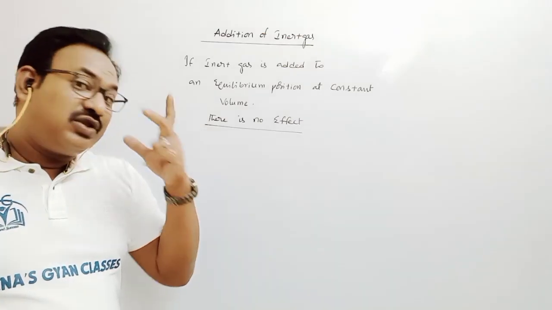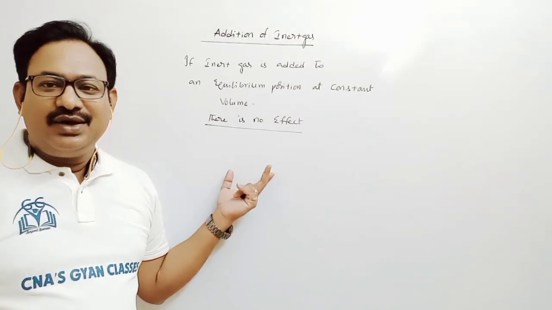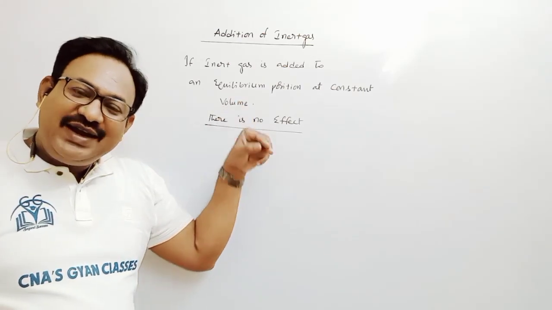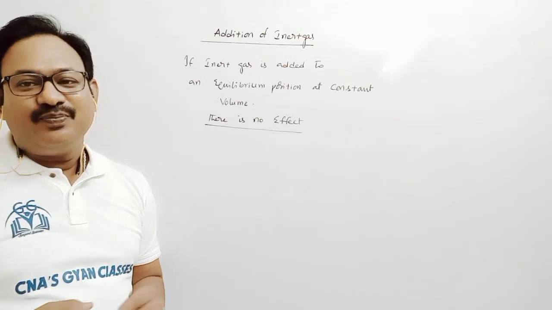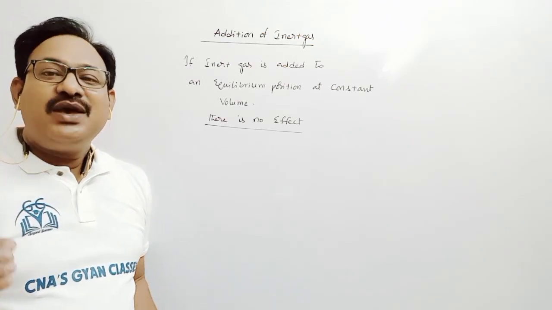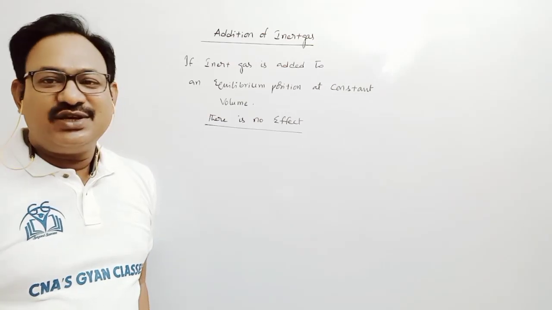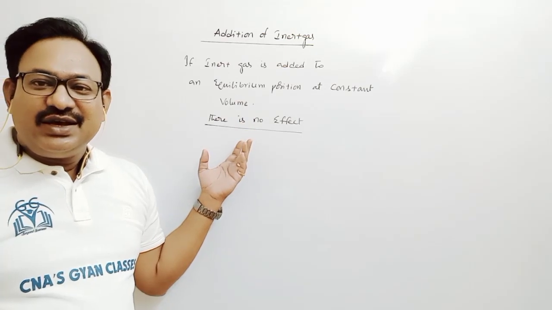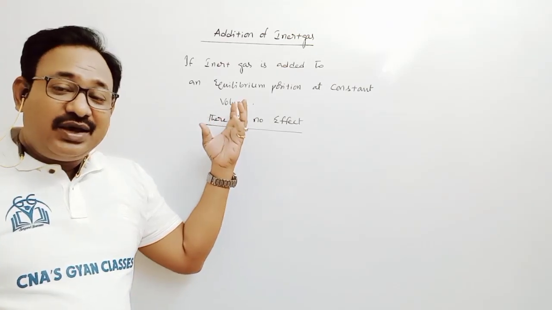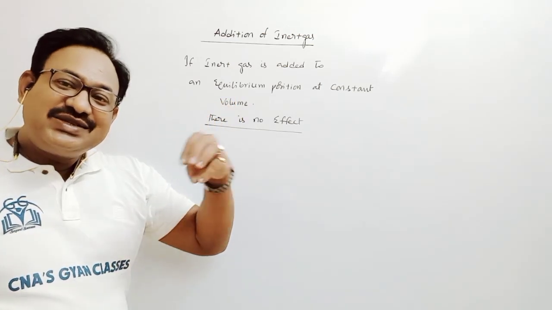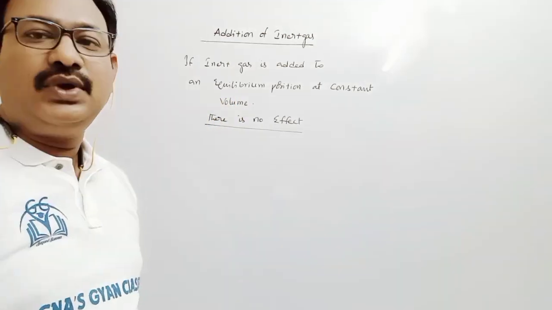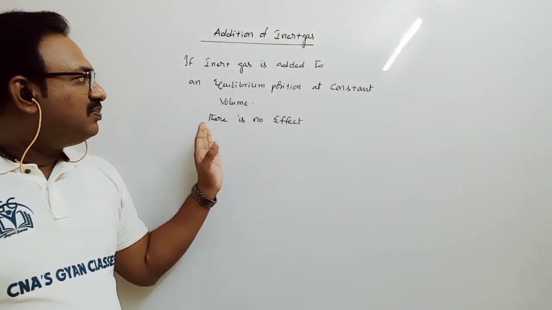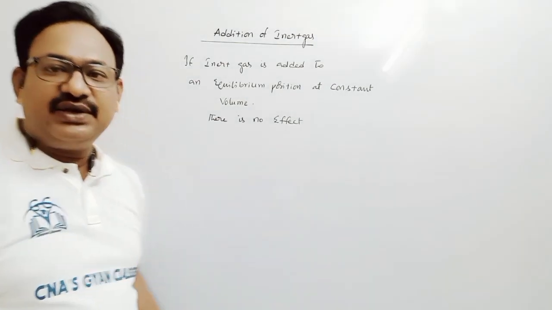If you go according to the partial pressure way, if you add inert gas at constant volume, the partial pressure may change. But here the partial pressure of the inert gas also comes in, right? So if inert gas is added to an equilibrium position at constant volume, there is no effect.